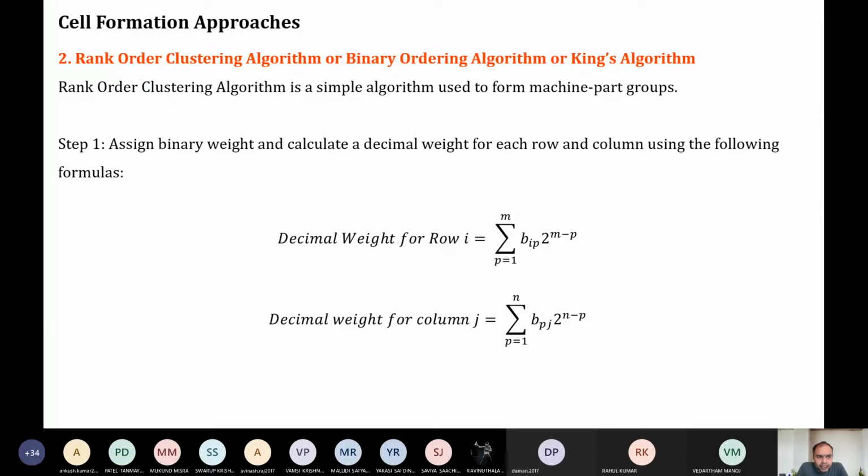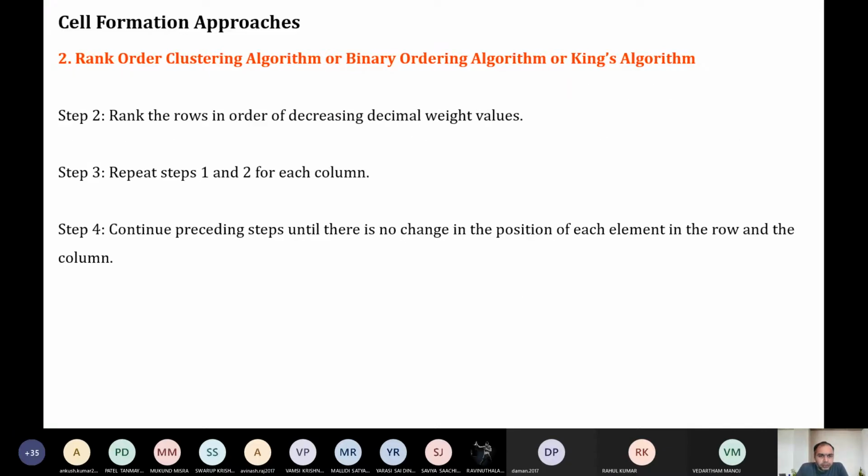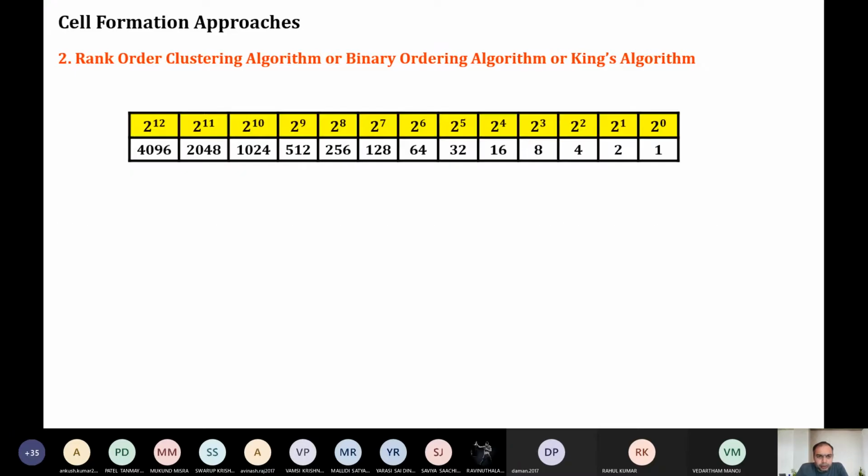As the name indicates, it's the rank order clustering algorithm. We are going to assign some binary values, or binary weightages, to the arrangement, and based upon that arrangement, we are going to find the weightages for the rows and the columns. Then we will be segregating them into some groups. So let's see the problem.